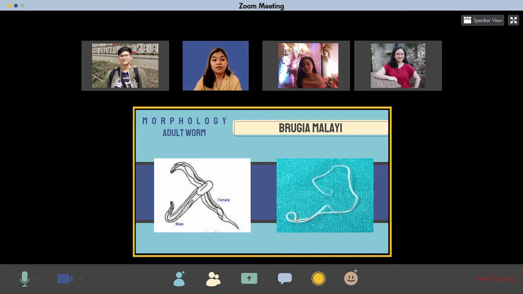Another picture shows a male and a female, in which the male coils around the female with his curved area over the female genital pore, and the male uses his spicules to hold the female during copulation. So beside it is an image where the worm resembles a delicate white thread.